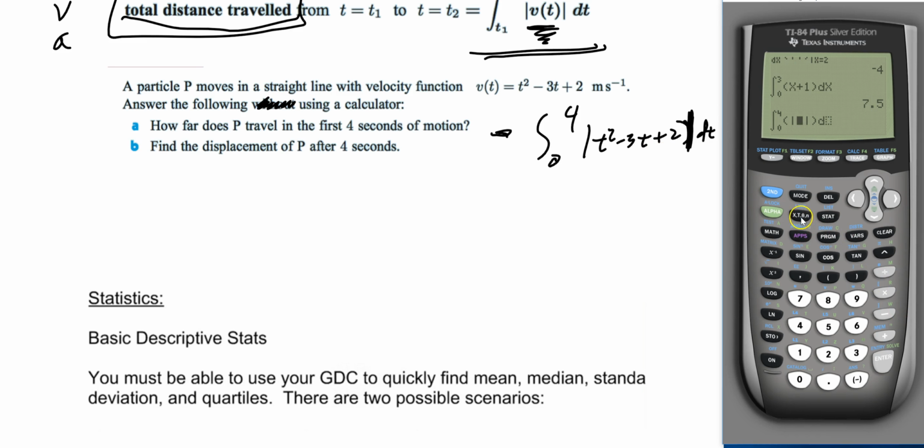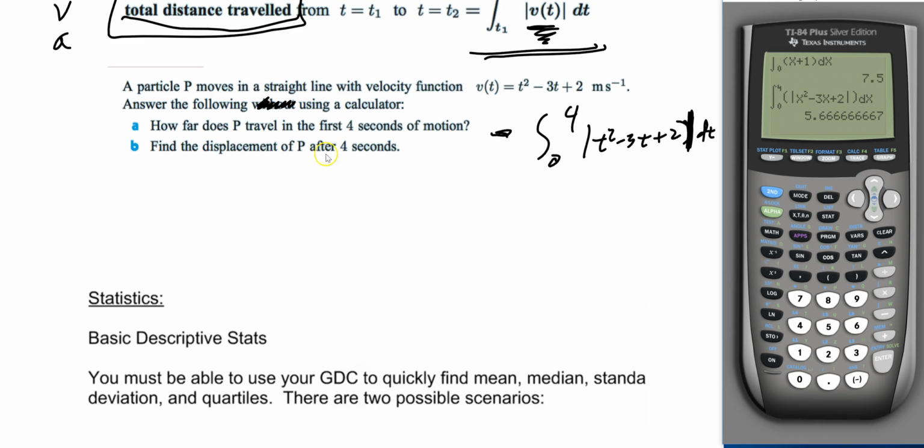Again, we don't have a t, so we're going to use x. Then we put our variable x. You hit enter, and that's the total distance traveled in the first 4 seconds. It's traveled about 5.6 meters.